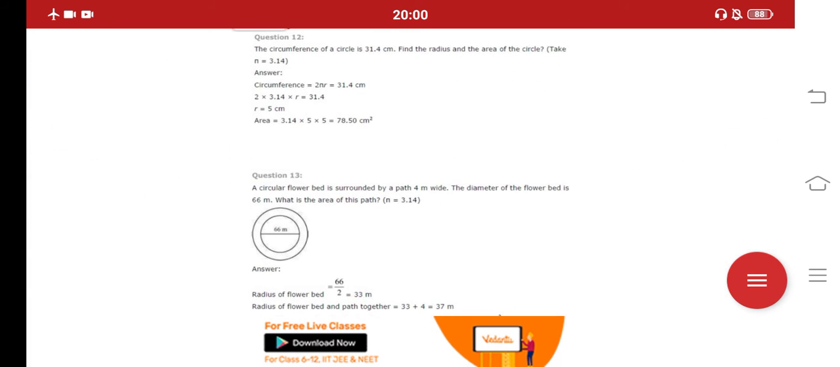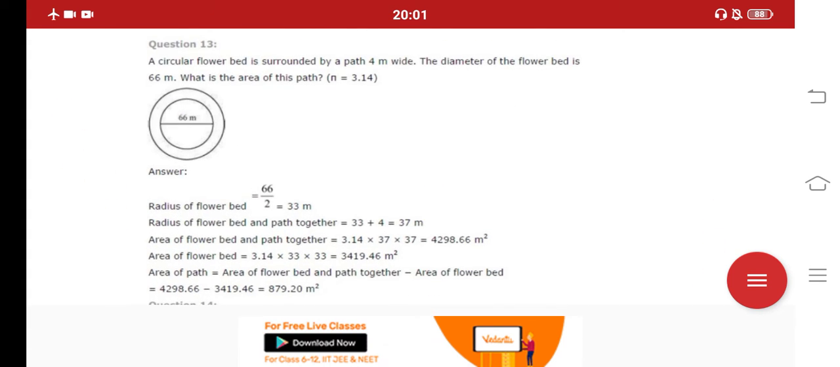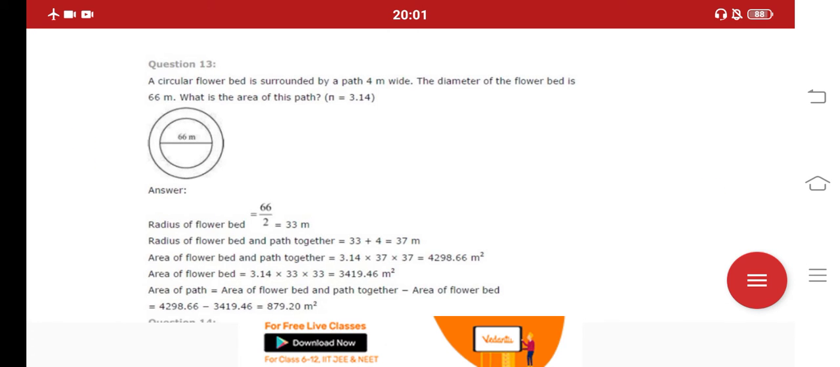Now see, this is our question number 12 and 13. In question number 12, what we have to do? The circumference of a circle is given. Find the radius and the area of the circle. Again, this is quite similar to question number 2. Now question number 13, what we have to do? A circular flower bed is surrounded by a path 4 meter wide. The diameter of this flower bed is 66 meter. What is the area of this path?